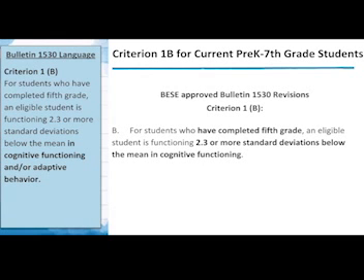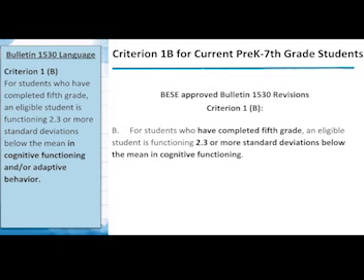Criterion 1 subsection B is shown on this slide. Again, we see the familiar Bulletin 1530 language to the left, and the BESE approved revisions in the center. On the left, the requirement for subsection B reads, for students who have completed 5th grade, an eligible student is functioning 2.3 or more standard deviations below the mean in cognitive functioning and/or adaptive behavior.